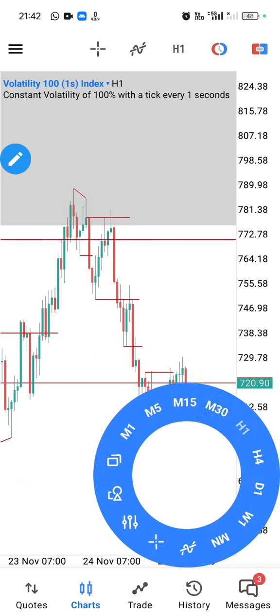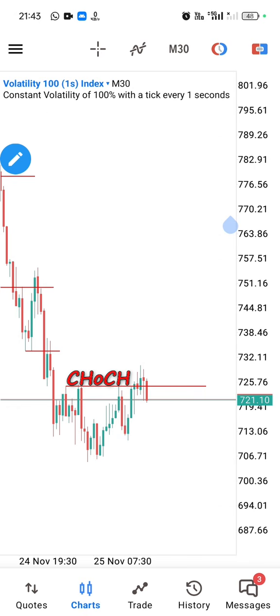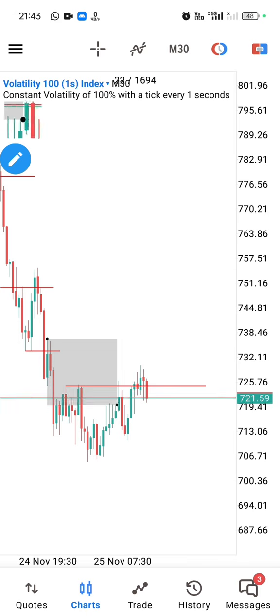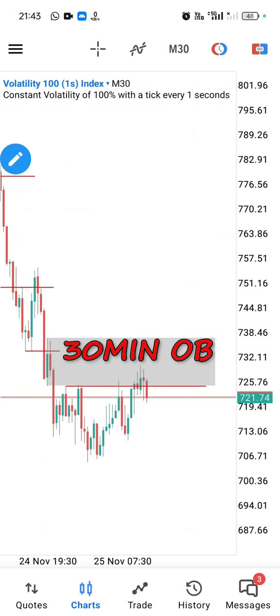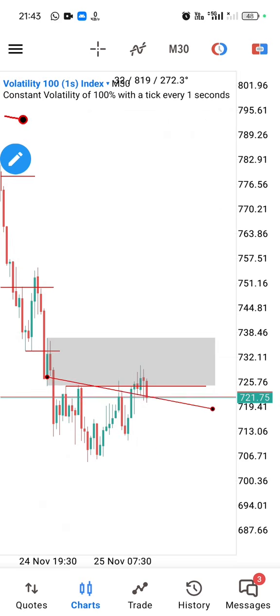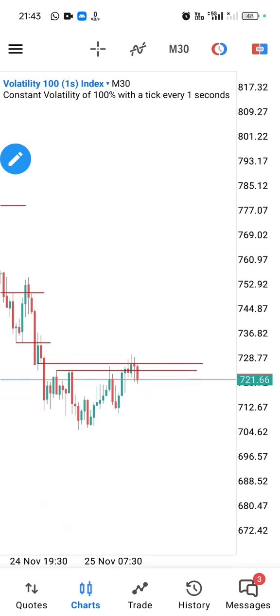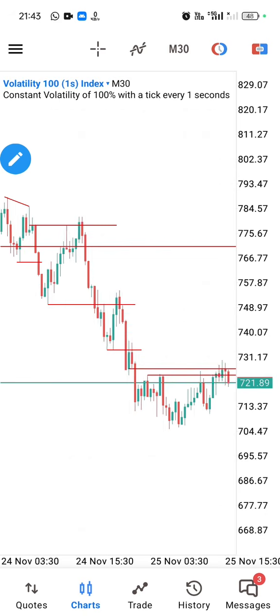Now the reason I sold is because you see that change of character, once classified, it changes to a stop hunt, and then it hit the 30-minute order block. So now your bias changes completely. You can now see a sell instead of a buy. That's what I saw as well.